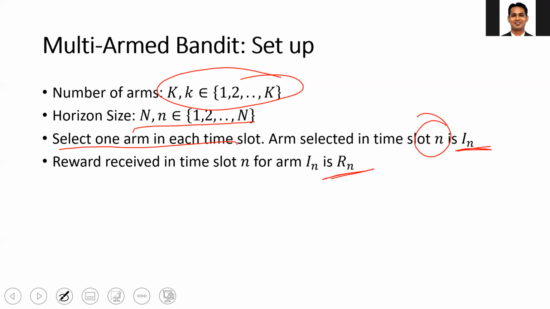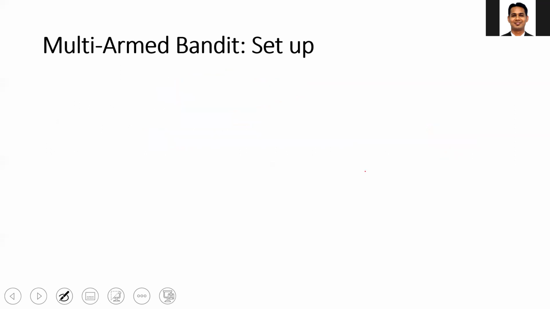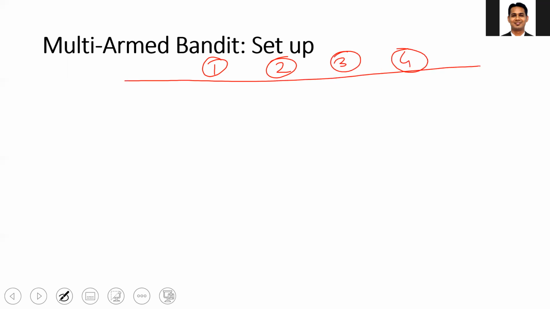One is the number of arms, and the other is the horizon size. In each time slot, you select one arm, that is I_N, and you get the reward R_N. Okay, so let's do one exercise. Suppose that you have four arms, arm 1, 2, 3, and 4, and I ask you to find the best optimal arm among these 4 arms.